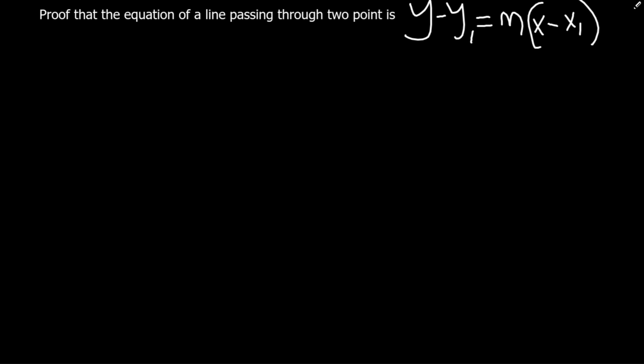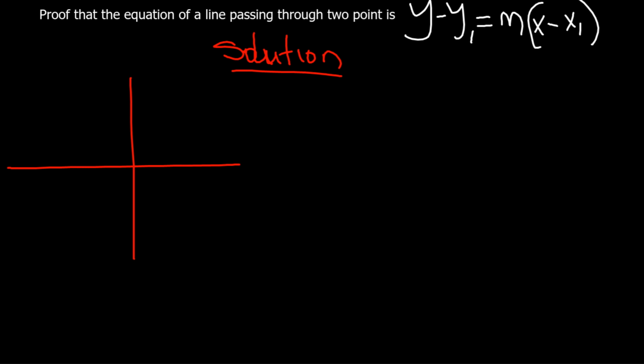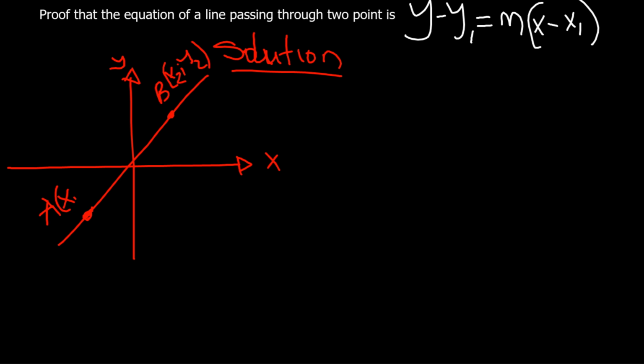So let's go ahead and sketch it and see what is going on. So if we have a line like this, this is the y coordinate and this is the x coordinate. So let me just draw anything like that. That is a line. So let's pick 2 points. Let's say this is point B, which is x2, y2, and this is point A, which is x1, y1. Also let's pick another point here, which is any point P, which is x, y.